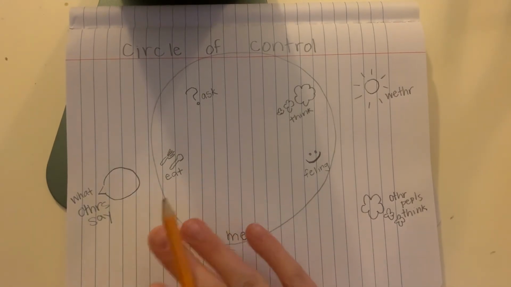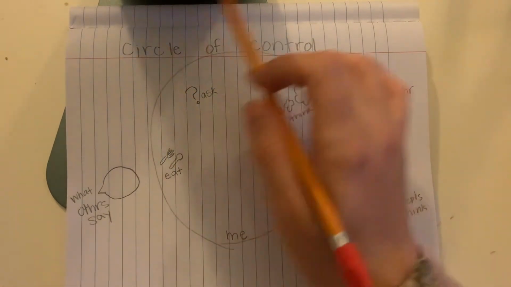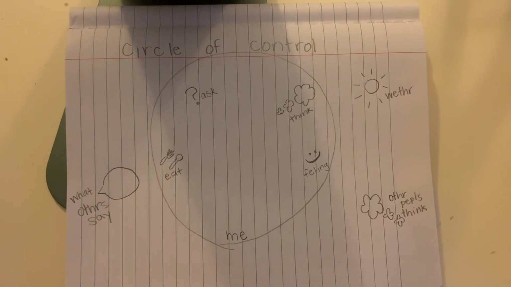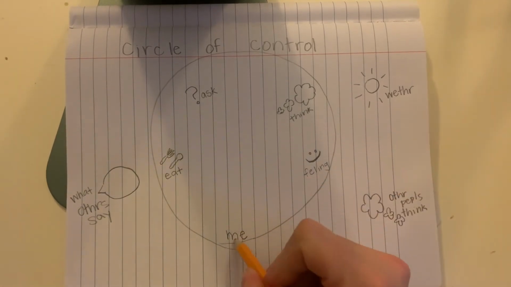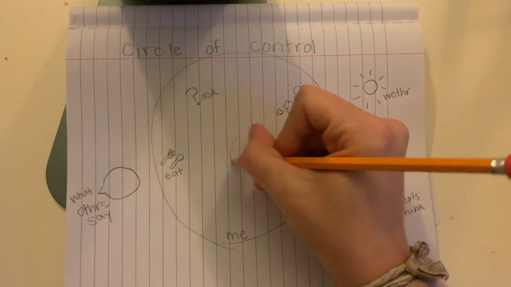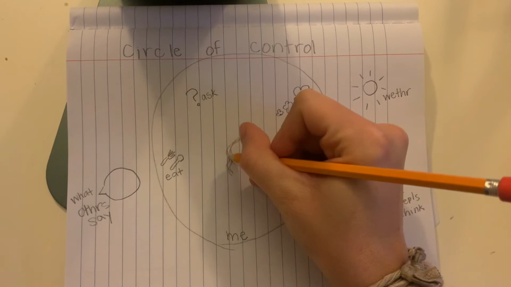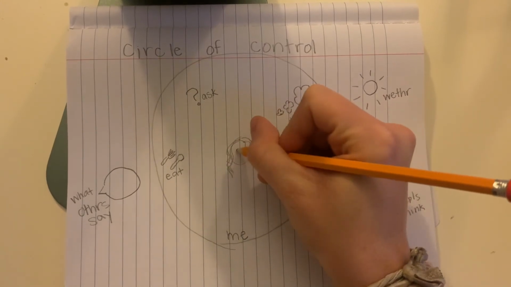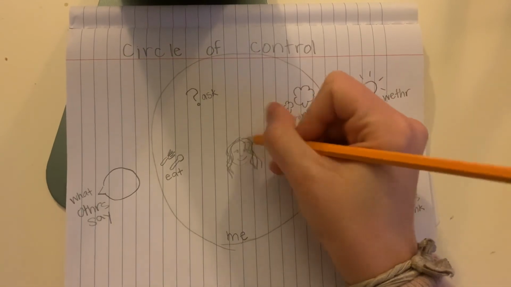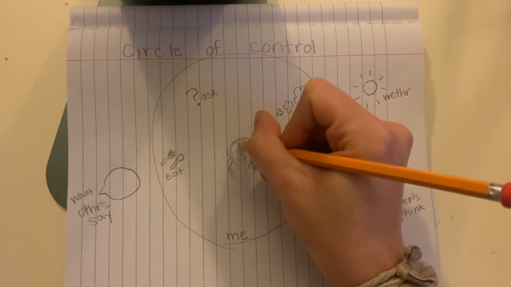So I want you to go ahead and take your writer's notebook. Draw a big circle. If you want to label it, you can. If you don't want to label it, that is okay too. But make sure you write the word me inside the circle. And if you wanted to take some time and draw yourself, you can go ahead and draw yourself and give yourself a little visual reminder of who is in this circle.